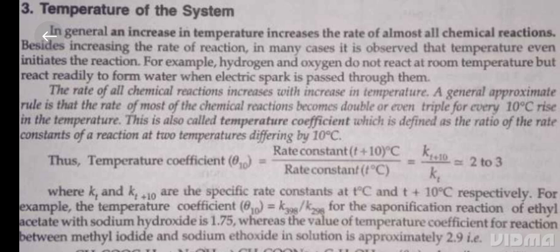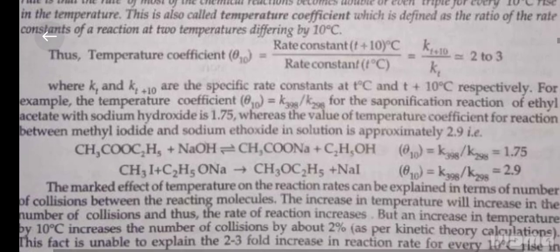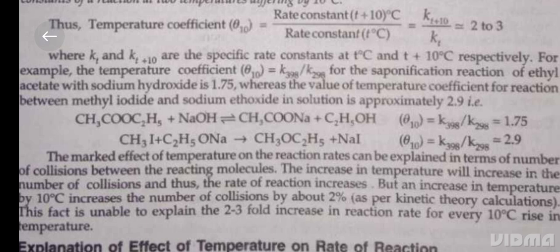A general approximate rule is that the rate of most chemical reactions becomes double or even triple for every 10 degrees Celsius rise in temperature. This is also called the temperature coefficient, which is defined as the ratio of the rate constants of a reaction at two temperatures differing by 10 degrees Celsius. Thus, temperature coefficient is equal to the rate constant at T plus 10 degrees Celsius divided by the rate constant at T degrees Celsius, where Kt and Kt+10 are the specific rate constants at T degrees Celsius and T plus 10 degrees Celsius respectively.